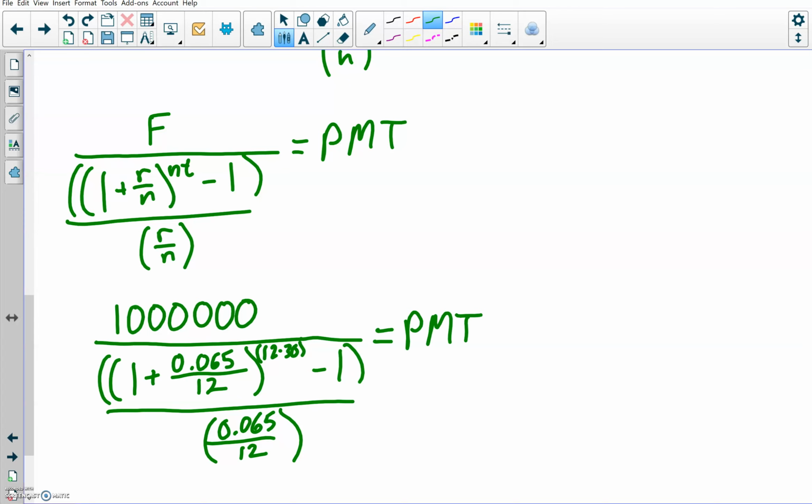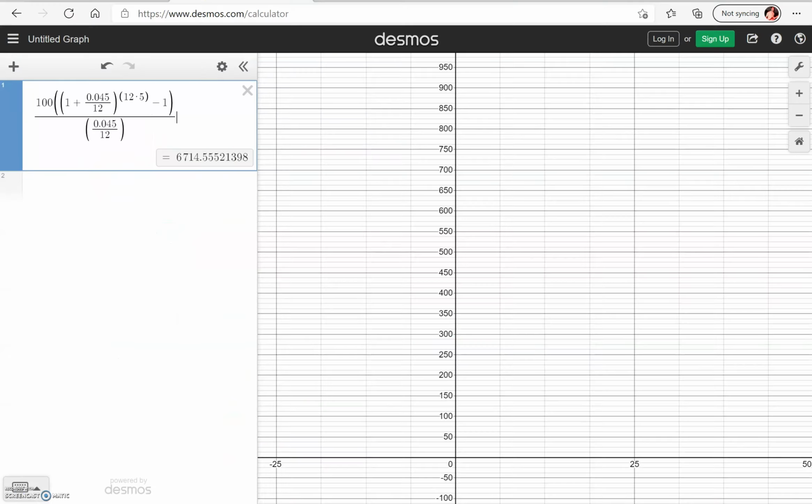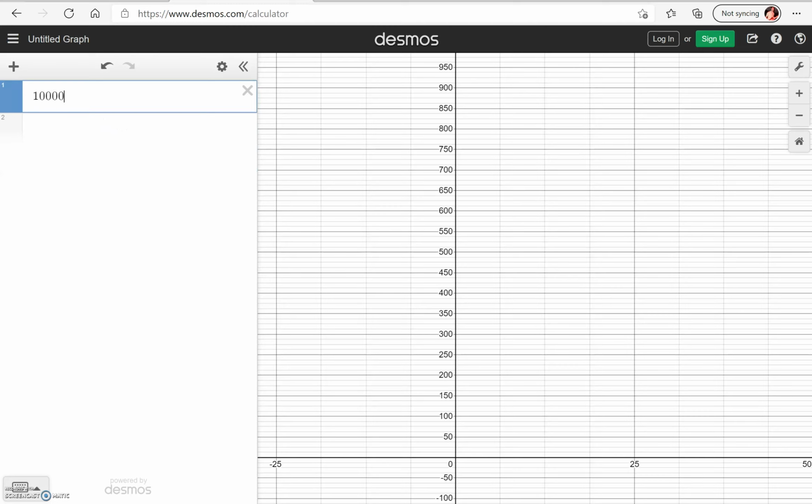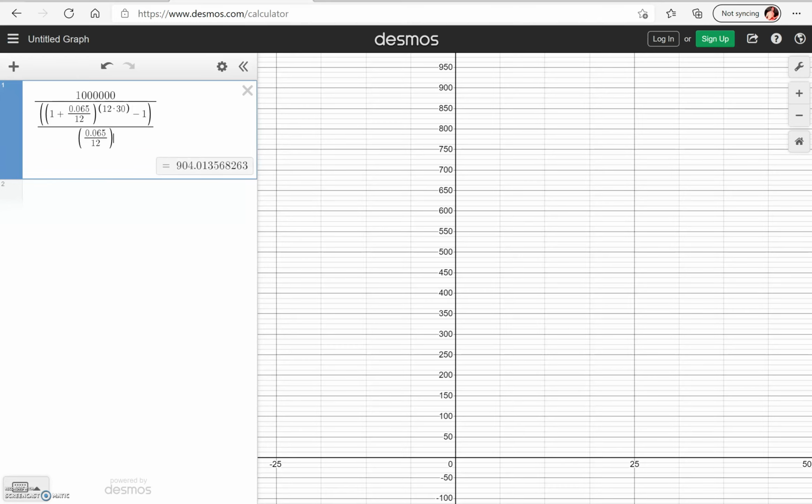And if you go over to the Desmos, let's take a look at how this types in. We can figure this out. So let me go ahead and just get rid of this one. I'm going to start by just putting in the million and then divided, parenthesis 1 plus 0.065 divided by 12. Get out of that denominator, close parenthesis, shift 6 to get the power, parenthesis 12 times 30. Close that parenthesis, right arrow to get out of the power, minus 1. Close parenthesis and then divide it again, and we'll have this parenthesis 0.065 divided by 12, right arrow, close parenthesis.